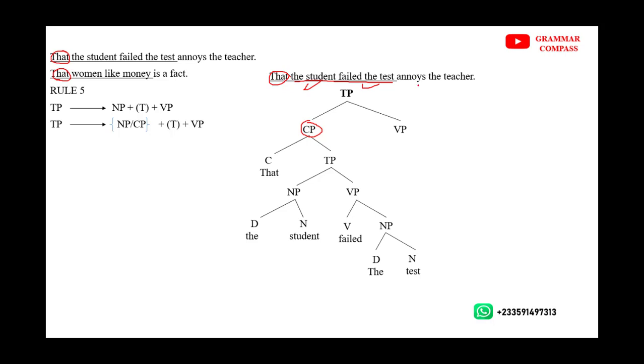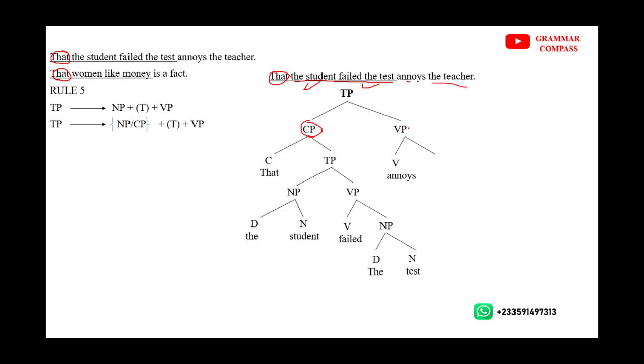Over here, we don't have any modal or any auxiliary. We will not draw any branch in between the CP and the VP. We will go straight and then expand our VP part. Our verb phrase contains the verb annoys. Therefore, we draw a branch and then write our verb annoys. Annoys what? This part of the verb phrase is a noun phrase.